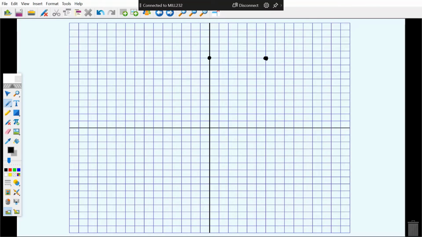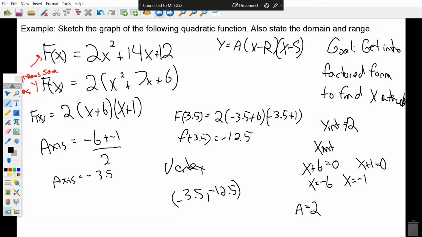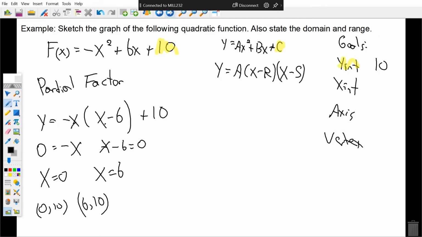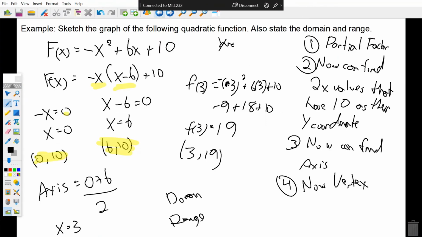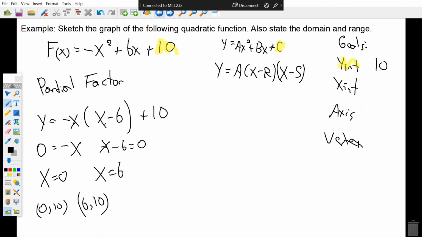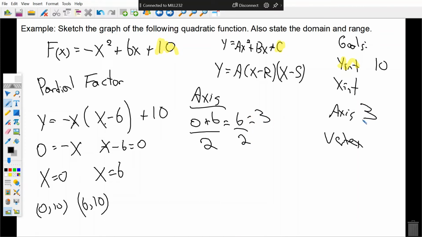So if they're an equal distance apart, that means that we can now find the axis, which would be in the middle of them. To find our axis, we're going to go 0 and 6. 0 plus 6 divided by 2. 6 divided by 2 is 3. Now we have our axis.